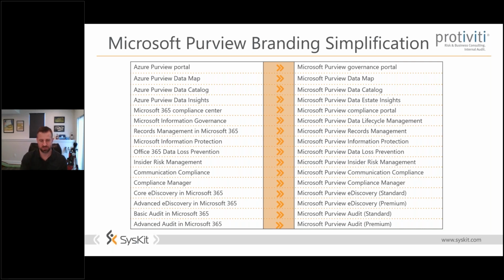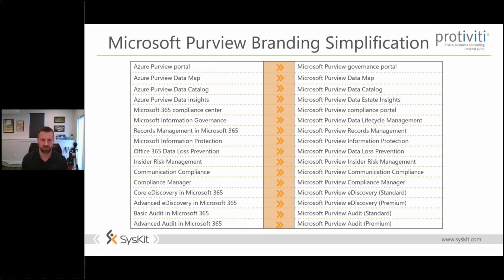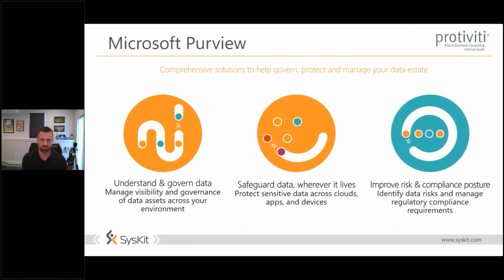So you kind of had this story of how would I use these products together when they looked like disparate products. So now they have unified into a comprehensive solution really built around our data. So it's three pillars around understanding and governing. So the visibility, right? How do I find my data? And then safeguarding where it lives. And that's where I'm going to concentrate on the rest of this: how do we safeguard that data where it lives across clouds, apps, and devices.